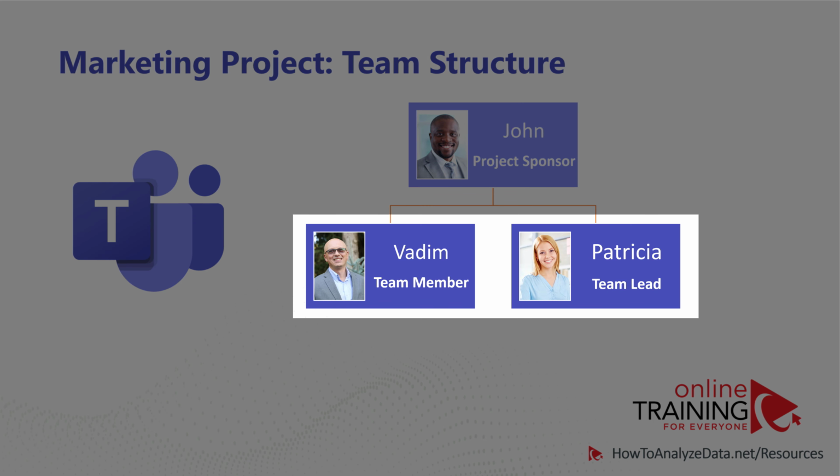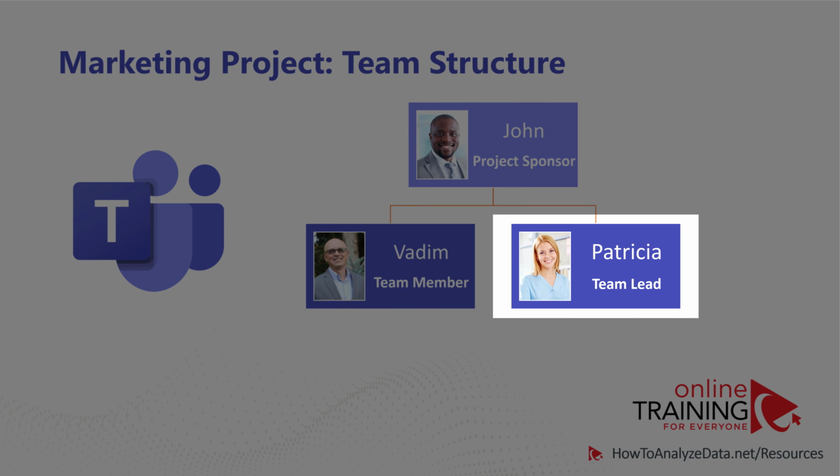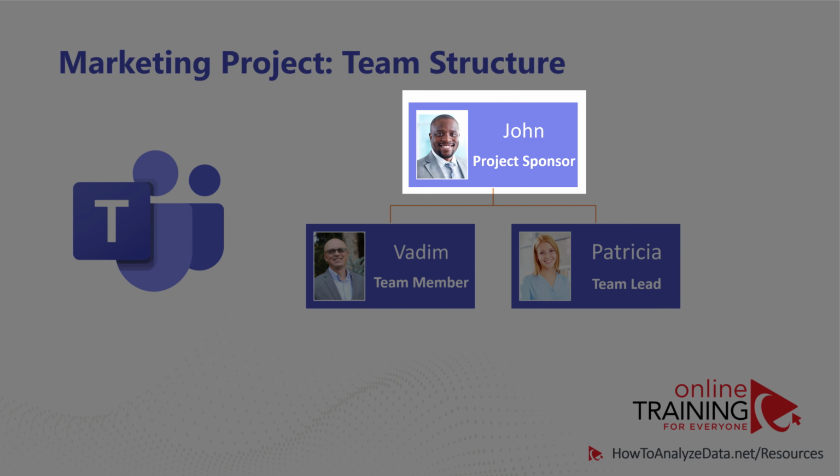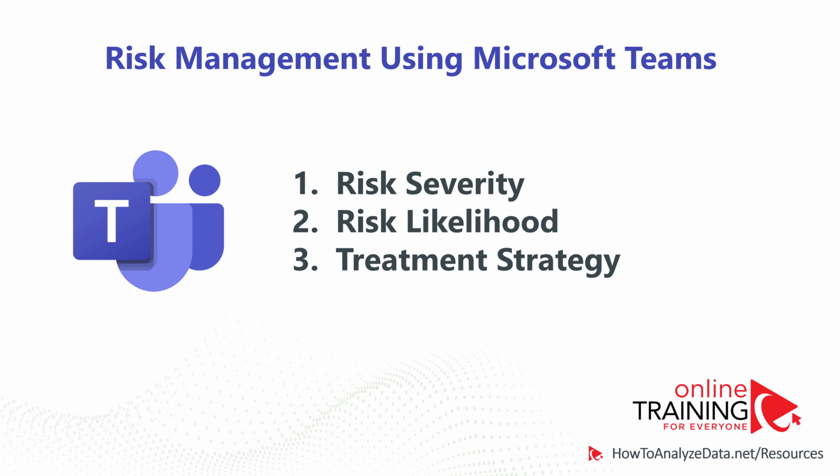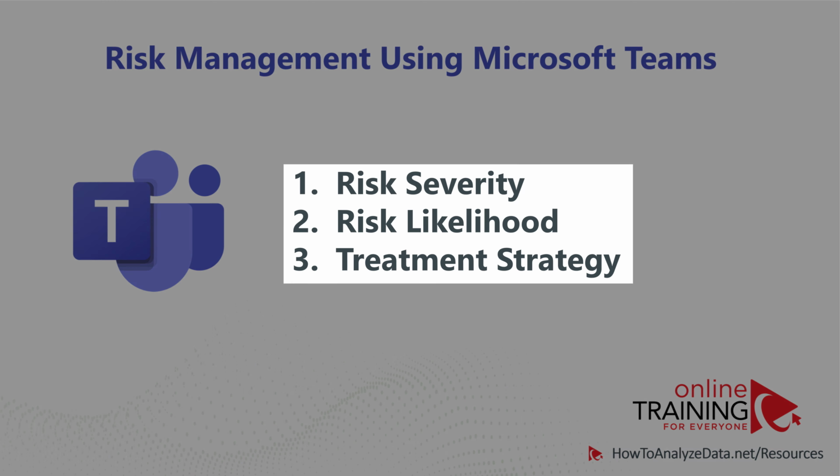Patricia and I are working on the marketing project for our flagship product. Patricia is a team lead and she also plays the role of project manager. We both are peers and we both report to John in organizational structure. John suggested that we look at the risks that might be associated with our project execution. John also suggested that we create a risk register where we will be able to track risk severity, risk's likelihood, and our treatment strategy for the particular risk.